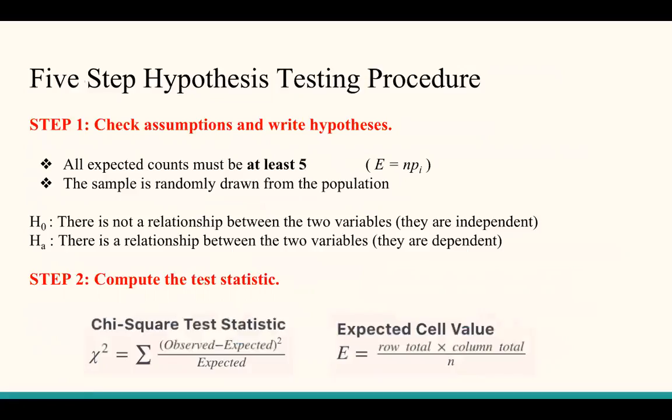When we write our null and alternative hypotheses, our null hypothesis will show that there is not a relationship between the two variables, and the alternative hypothesis shows that there is a relationship between the two variables. So the difference is that the null hypothesis represents independent variables, and the alternative hypothesis represents two dependent variables. Once you have your hypotheses, you're going to compute your test statistic again. Before computing your test statistic, you want to compute the expected cell values in the formula on the right there, and then you'll compute your chi-square test statistic, which is similar to the one before.